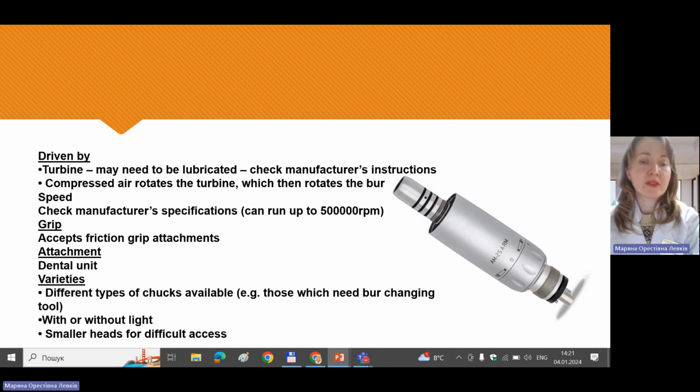It is available in different types of chucks, those which need a bur changing tool as well. It can be with or without light, and smaller heads for difficult access are available as well.